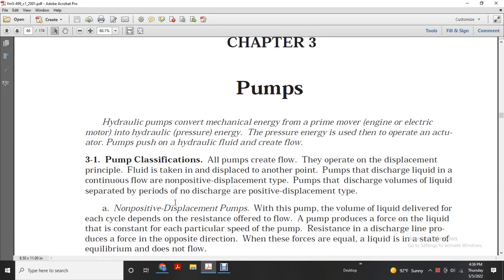Pump classification: all pumps operate on a displacement principle. Fluid is taken in and displaced to another point. Non-positive displacement pumps discharge liquid in a continuous flow. Positive displacement pumps discharge volumes of liquid separated by periods of non-discharge.